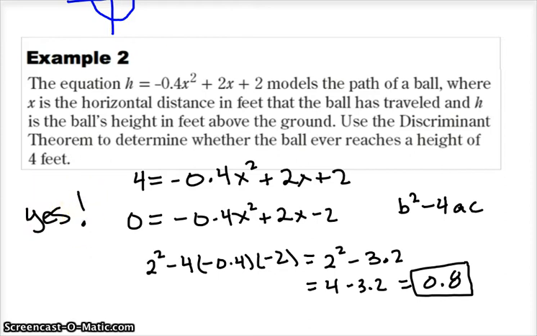There you have it. That's the discriminant. Again, I use the discriminant to determine the number of solutions to a quadratic. A positive number means 2 solutions, 0 means 1 solution, and a negative number means no real solutions or 2 complex solutions.